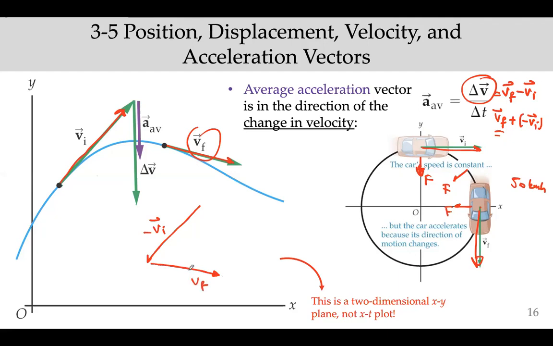This is v final. So when I add them, this is the initial point, this is the final point. So draw this vector. This is the delta v vector. And you can see it here. If you divide it by delta t, you will get another vector, which will be the average acceleration vector. It will be in the same direction as delta v, but its magnitude will be different because you divide it by delta t.